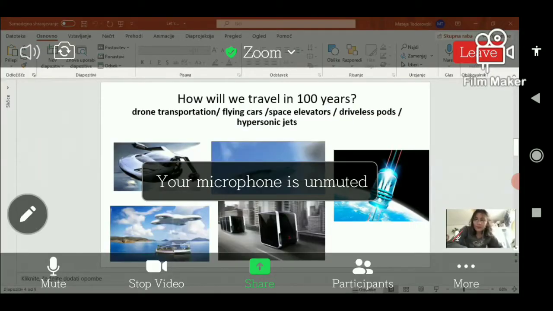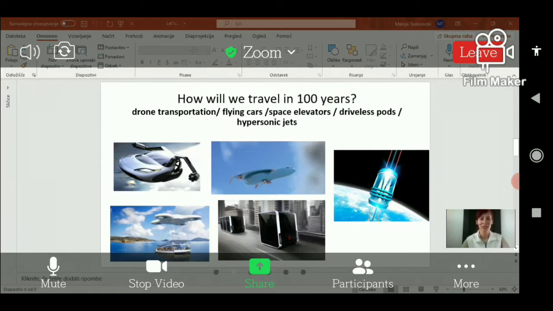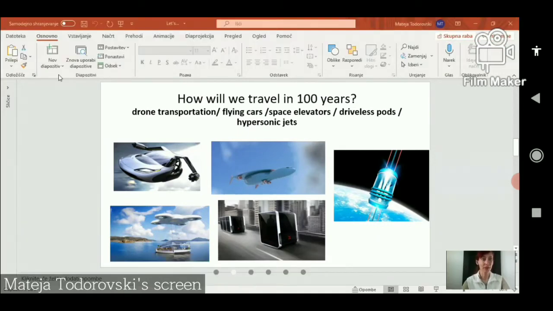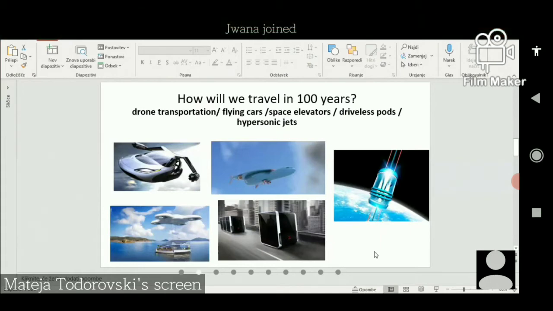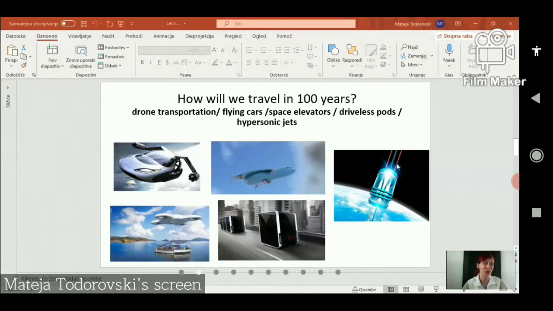Okay, welcome back. As some people are back already, we can actually share results. For example, for my room, we made a decision that we will travel in 100 years. Adrian, can you share our results? Our results: space elevator. So this is the decision for our group. We were thinking to choose this one.